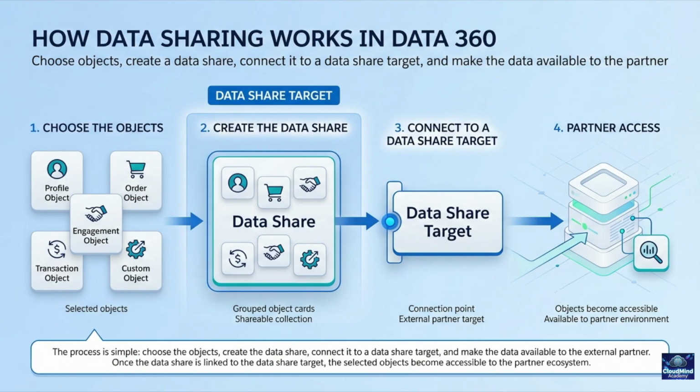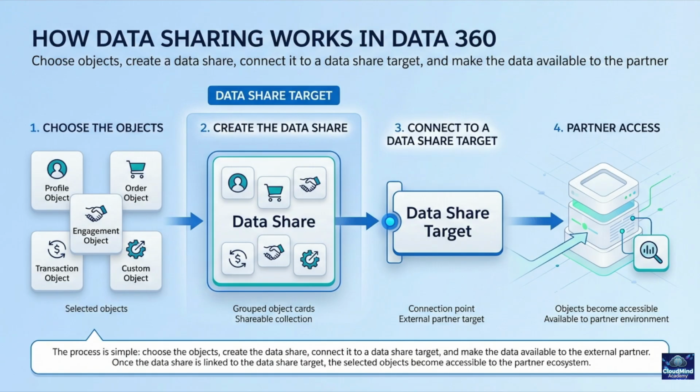So the process is basically this: choose the objects, create the data share, connect it to a data share target, and then make that data available to the partner environment. That structure helps keep the process organized, scalable, and governed. From there, let's talk about what can actually be included in a data share.